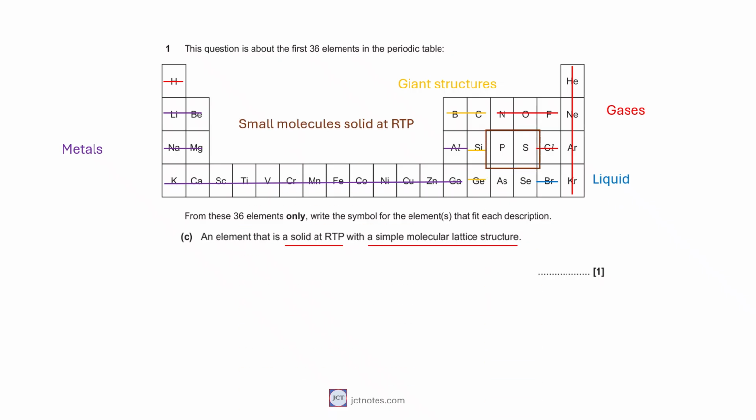The marking scheme also accepts selenium or arsenic. Solid phosphorus exists as molecules formed by 4 atoms bonded together. Solid sulfur exists as molecules formed by 8 atoms. You could argue about selenium and arsenic, and they are acceptable answers as well. If it was my exam, I would stick with the clear winners, phosphorus and sulfur.